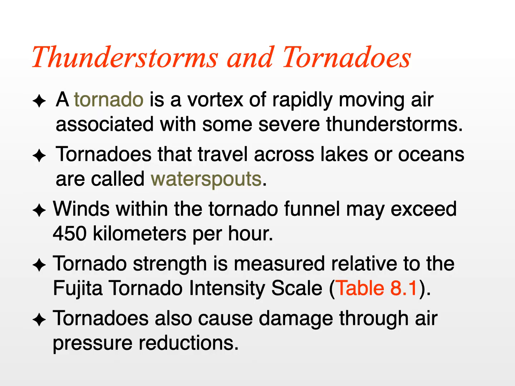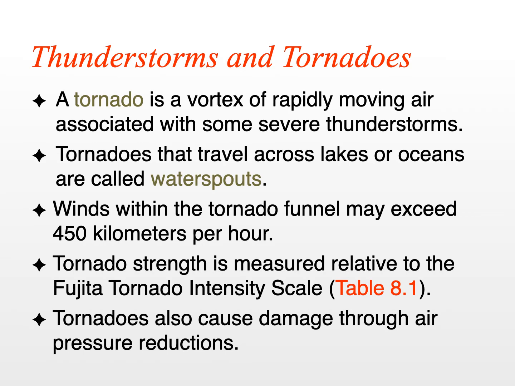So let's talk more about tornadoes, thunderstorms and tornadoes. What the heck is a tornado? A tornado is simply a vortex of rapidly moving air that we find associated with some severe thunderstorms. They begin from a mesocyclone within the storm, and they develop by extending from the base of the storm to the Earth's surface.